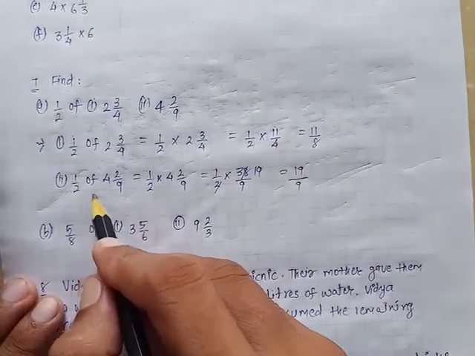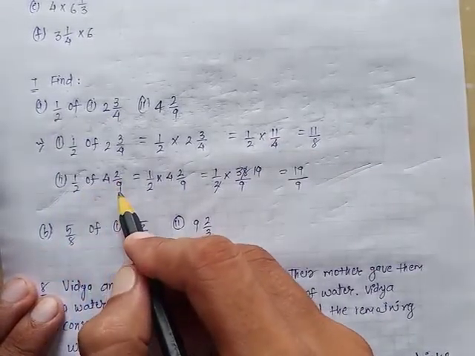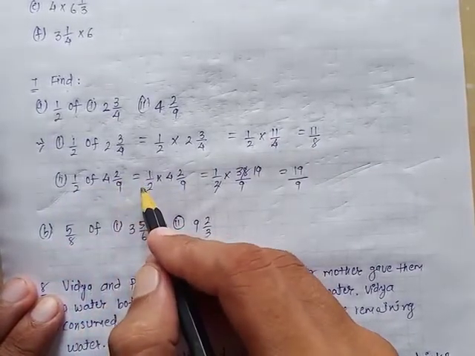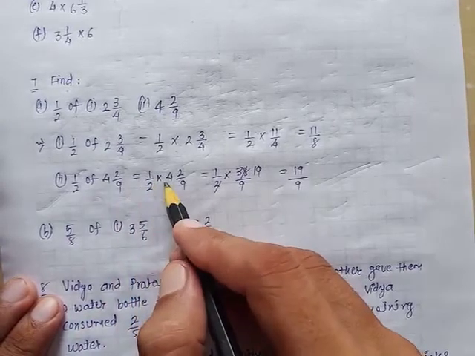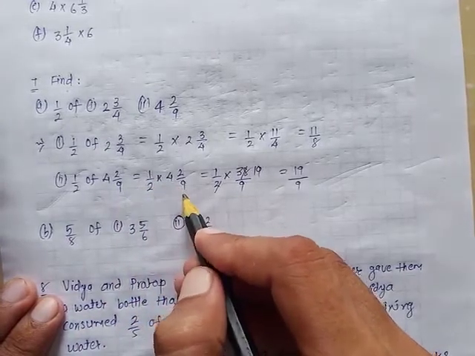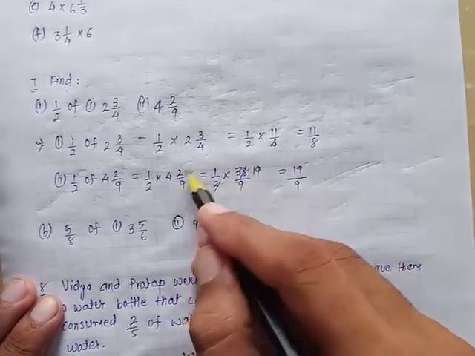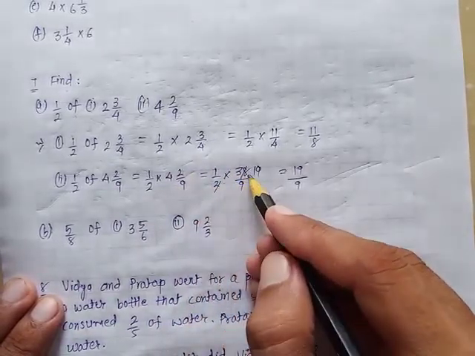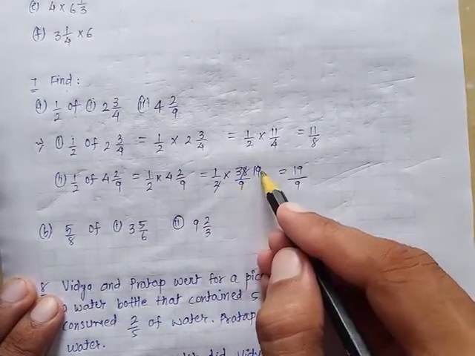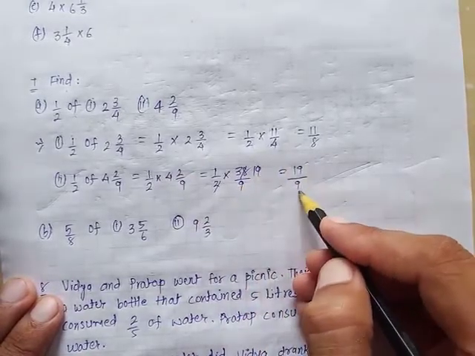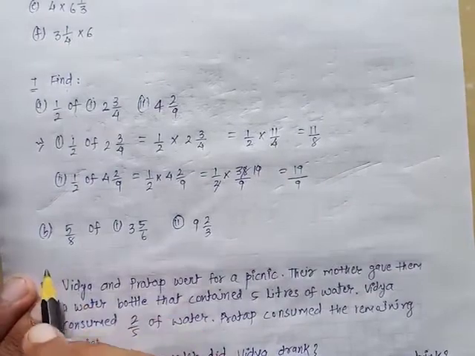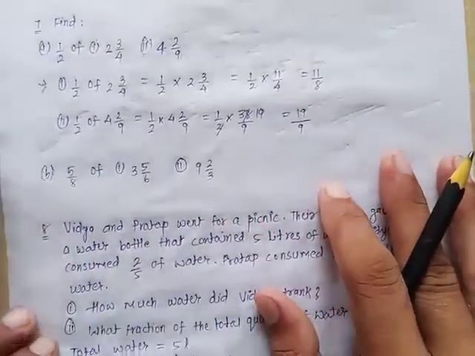Second, 1 by 2 of 4 integer 2 upon 9 is equal to 1 by 2 into 4 integer 2 upon 9 is equal to 1 by 2 into 38 upon 9. It's a simple fraction. We divide 38 by 2 in 19 times. The answer is 19 upon 9. Second question B is for you as your practice.